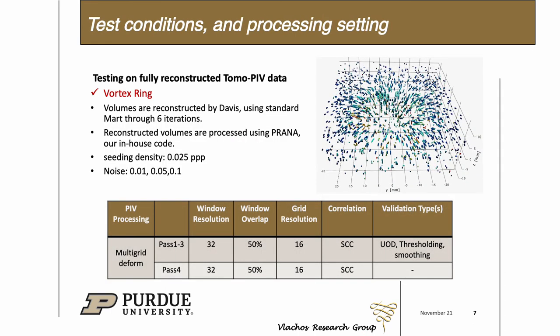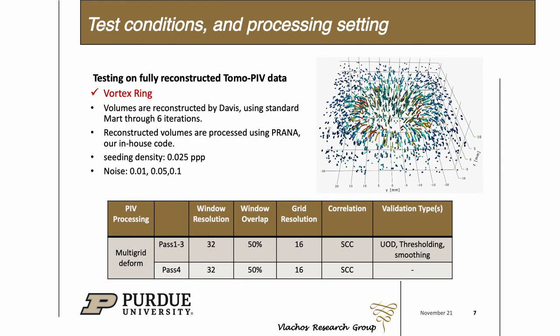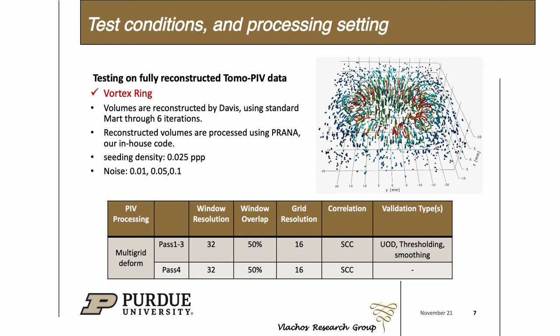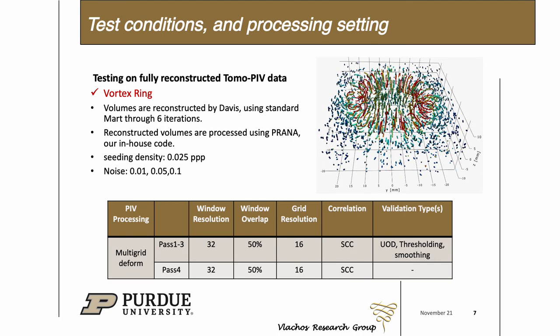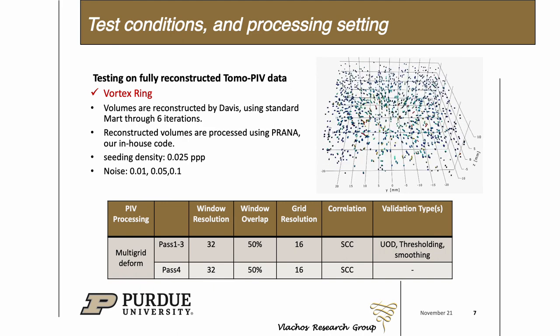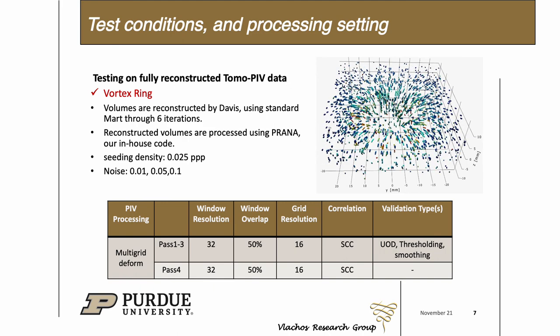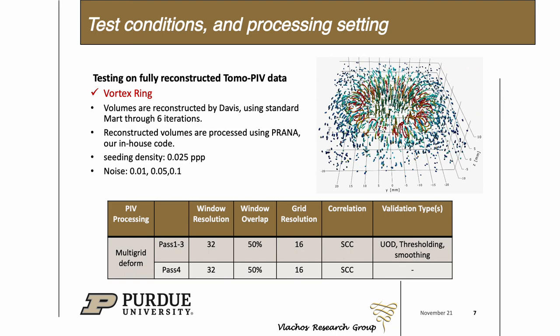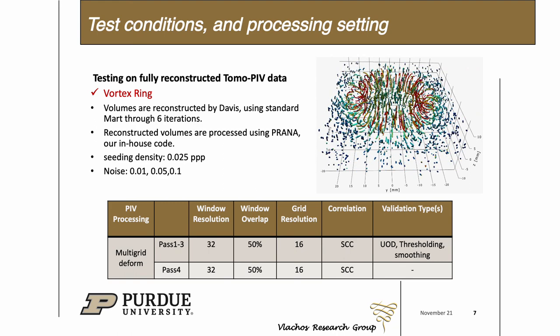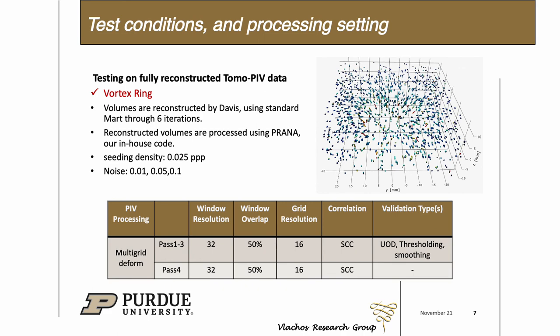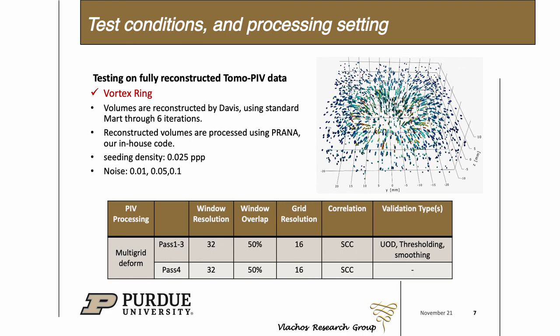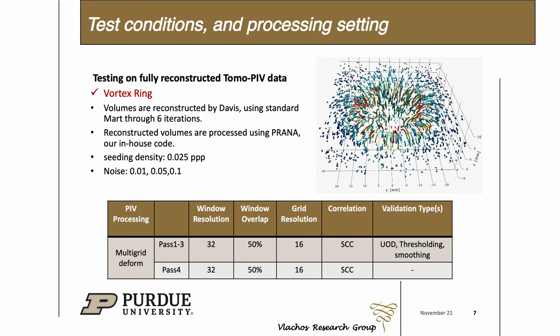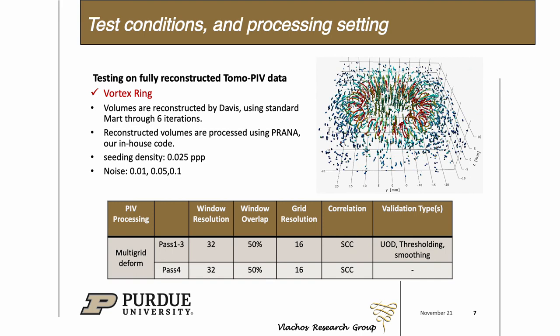We have tested both methods with fully reconstructed Tomo PIV data. We used the Stokes vortex ring. Volumes are reconstructed by Davis using a standard MART through 6 iterations. Reconstructed volumes are correlated and processed using Prana, our in-house developed code. The seeding density is 0.025 particles per pixel, and we use 3 different noise levels, 1, 5, and 10%, to see the sensitivity to the noise.